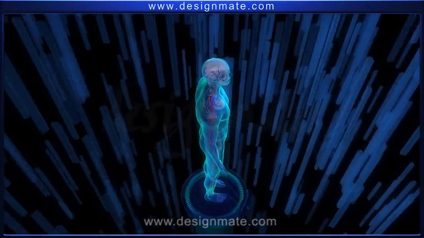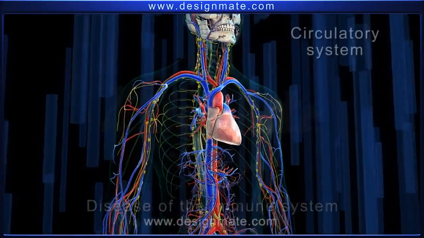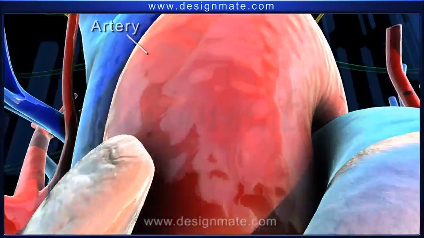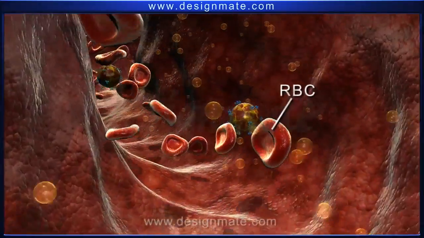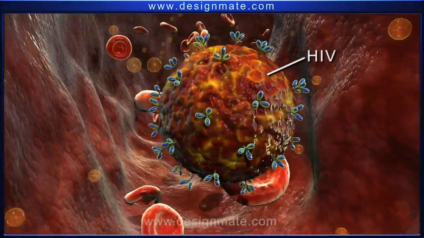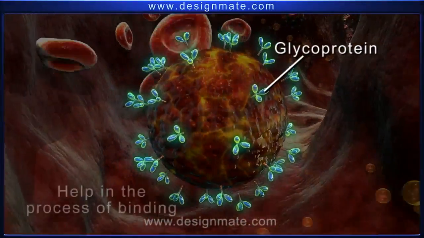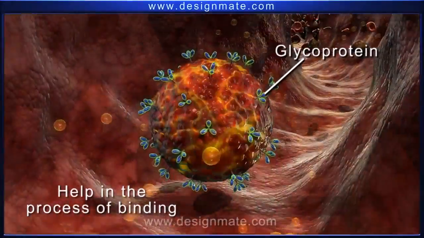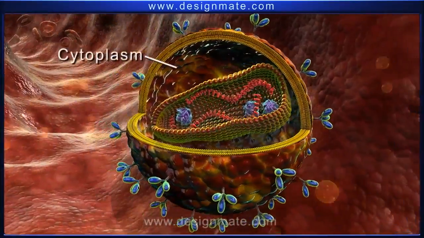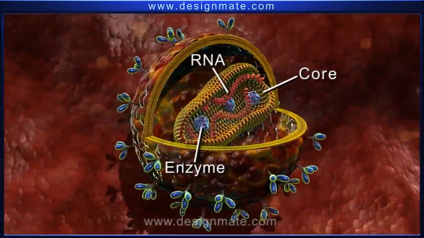Acquired immunodeficiency syndrome, AIDS, is a disease of the human immune system, which is a part of the circulatory system. A closer look inside an artery shows numerous RBCs and some human immunodeficiency virus, HIV. HIV has a spherical envelope with several glycoprotein projections, which help in the process of binding. It shows the presence of a protein-lipid bilayer, cytoplasm, and a core. The core consists of RNA strands and enzymes.